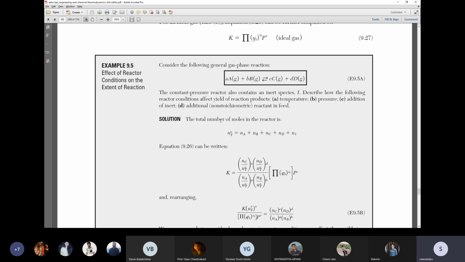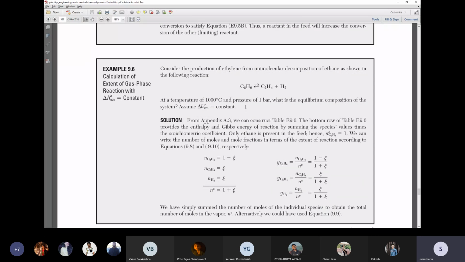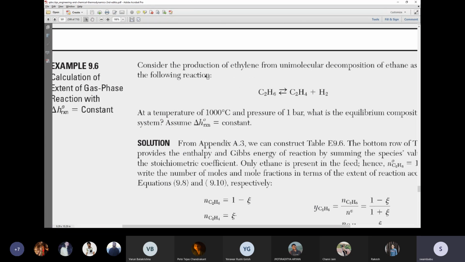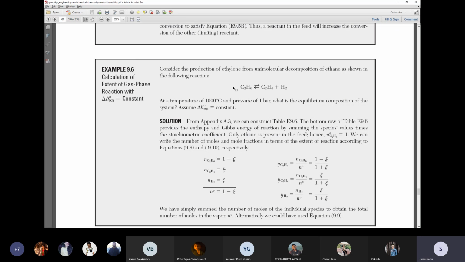Whatever you have learned in chemical reaction equilibria, you can do all these calculations very fast using the software. I just want to give an example. Hope you're able to read these letters. You see, this is production of ethylene from ethane. This is an example problem I am taking just to show you. So ethane is decomposed to ethylene and hydrogen.